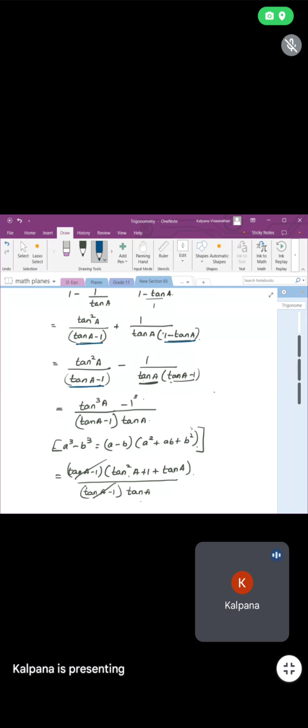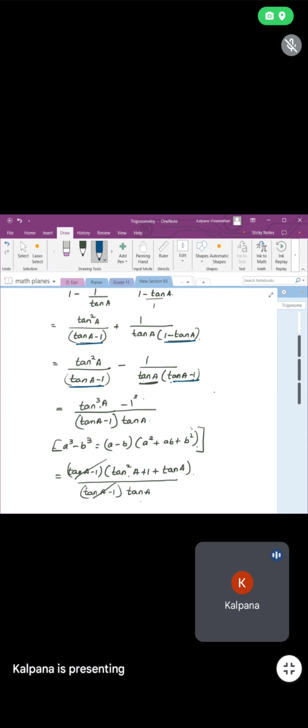Okay, tan A minus 1 here and 1 minus tan A here. So when we have this kind of situation, always take the negative sign outside from the second term and make the terms similar: tan A minus 1, tan A minus 1. After that, it is your normal taking LCM and doing.